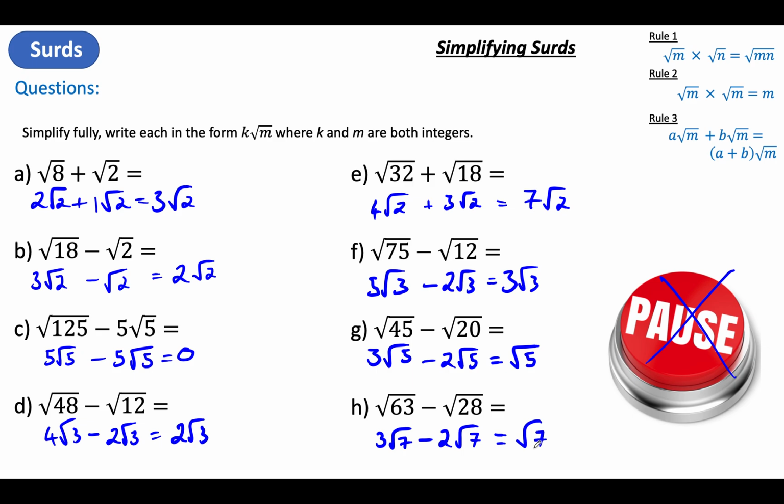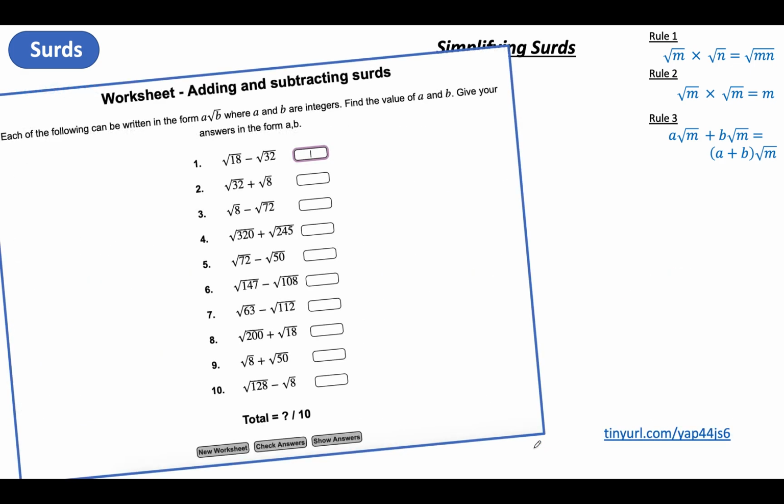Okay, I hope that's gone well for you. If it hasn't, maybe have a little look at the first part of the video again, or maybe go and practice the simplifying again if that's the bit that you're struggling with. Okay, but the next thing to do is do this worksheet, please. There's a link in Show My Homework, or you can type in the tiny URL, and it's adding and subtracting surds. Your answers are going to be different to mine anyway, but let's do the first one on here.